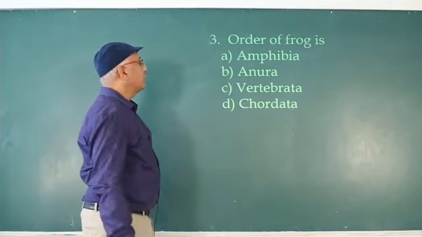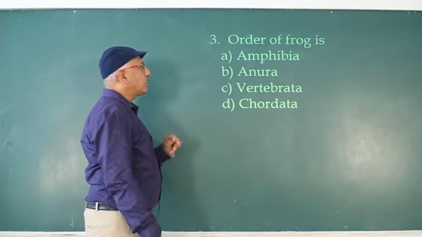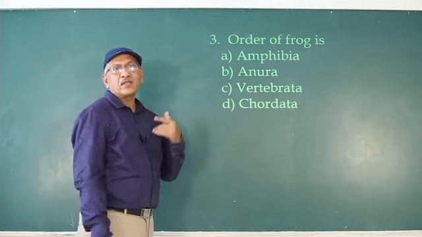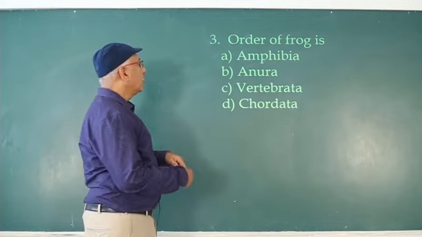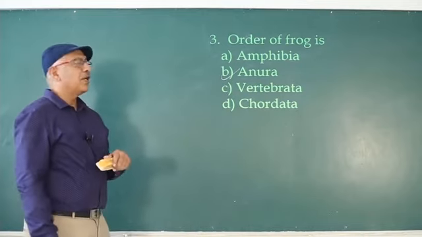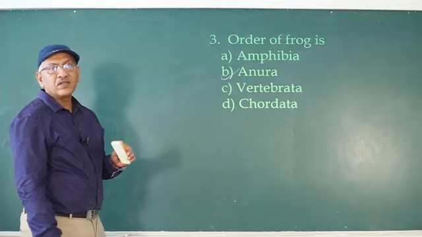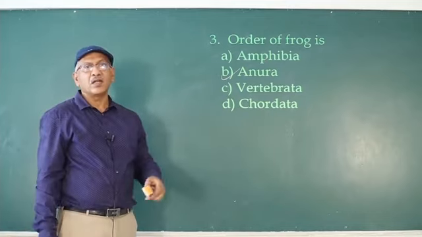Order of frog is Anura. Amphibia is the class of frog. Vertebrata is the subphylum of frog. Chordata is the phylum of frog. So the answer is Anura. A means no, ura means tail. Tailless amphibians are included in order Anura.